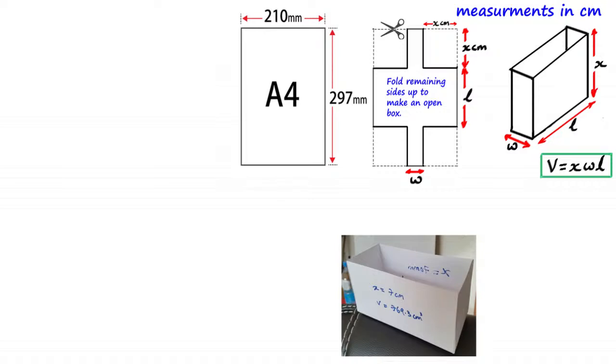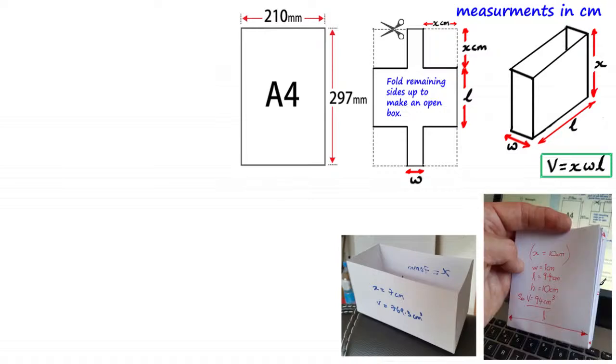And then we had David. David came in with a box. Now his box was a lot thinner, you can see here in the width. The width was 1 centimeter. He cut out squares of side 10 centimeters and the volume turned out to be 94 centimeters cubed. So you can see a different type of box here, still all cut out from the A4 sheet.